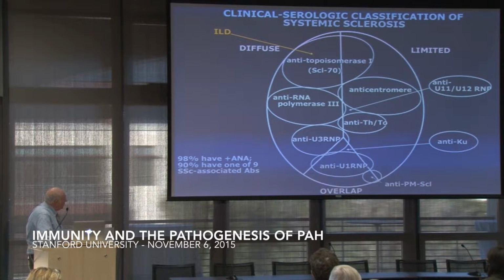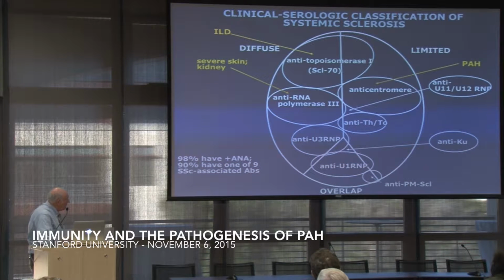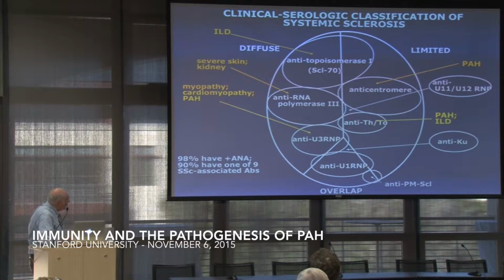Anti-topoisomerase 1 with interstitial lung disease, anti-RNA polymerase 3 with severe skin involvement and a 25% risk of renal crisis, anti-centromere with pulmonary hypertension, anti-Th/To with pulmonary hypertension and interstitial lung disease independent of one another, anti-U3-RNP with myopathy, cardiomyopathy, and pulmonary hypertension. I say myopathy because this is typically a bland process rather than an inflammatory process.